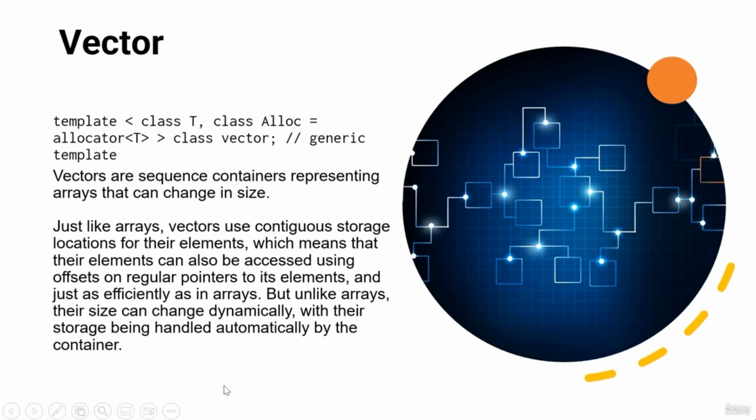Vectors are sequences representing arrays that can change in size. Vectors are basically dynamic arrays, and they use contiguous storage locations for the elements, which means that the elements can also be accessed using offsets on regular pointers to its elements, just as efficiently as in arrays. To initialize a vector, you can use class T, class Alloc, and class vector.